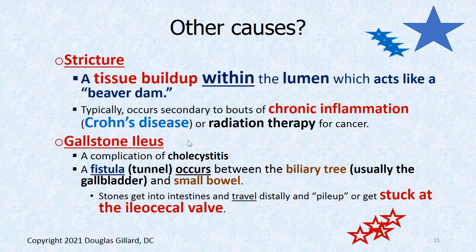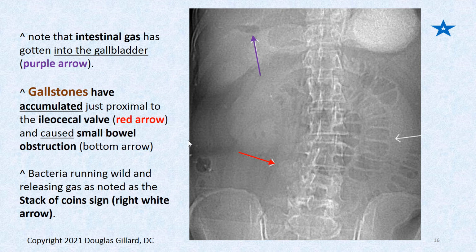Or you could have cholecystitis. The gallbladder becomes inflamed because of gallstones stuck in the neck of the bladder, and therefore you already have an inflammation going on, and then the intestine touches it, and the inflammation spreads into the intestines, and you get a hole between the intestines and the gallbladder. And therefore the stones that have formed in the gallbladder can actually dump into the intestine, and they get stuck down at the ileocecal valve. And that's called gallstone ileus.